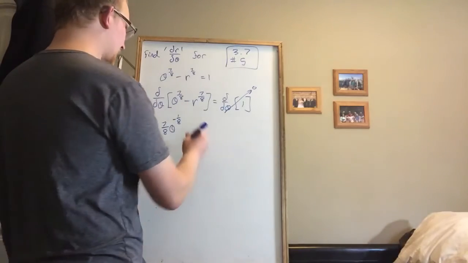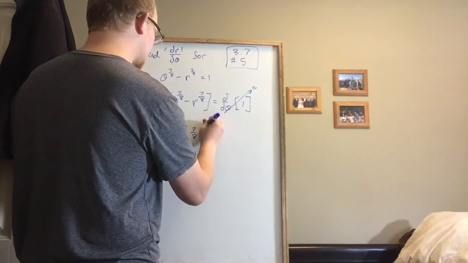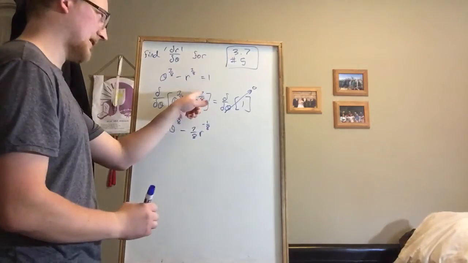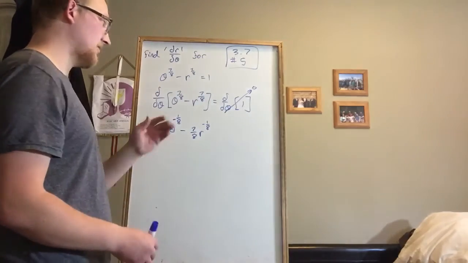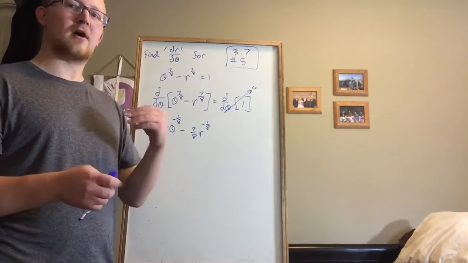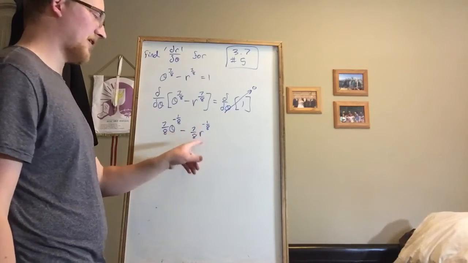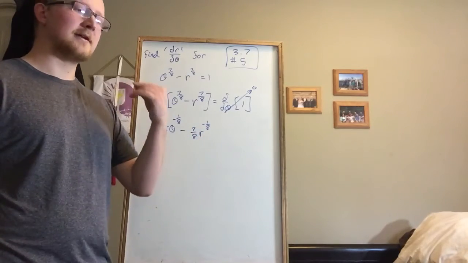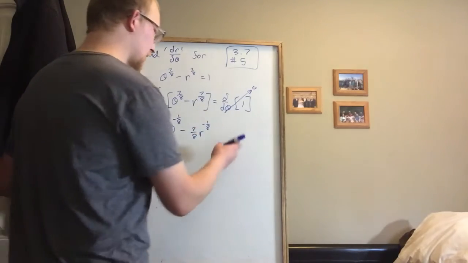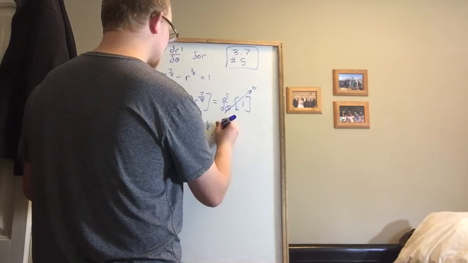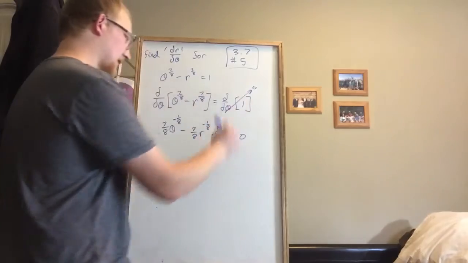And similarly for r, we bring down the 7/8: 7/8 r to the minus 1/8, because we subtract 8/8 from 7/8, since we're subtracting 1 from the power. And you may think that's it, but not quite. Remember that r is in fact a function of theta, and so we took the derivative of the outer function when we did the power rule. Now we have to take the derivative of the inner function r, which is a function of theta. So we will multiply this by dr d theta, equals 0 because of a constant over here.